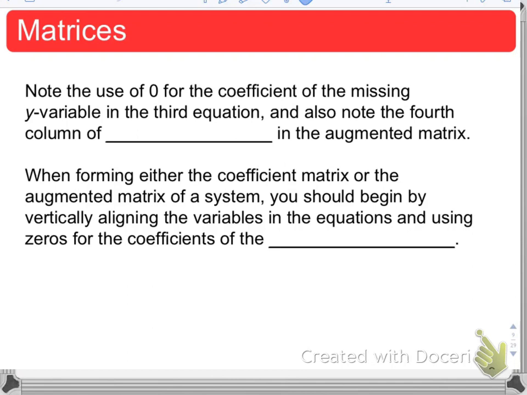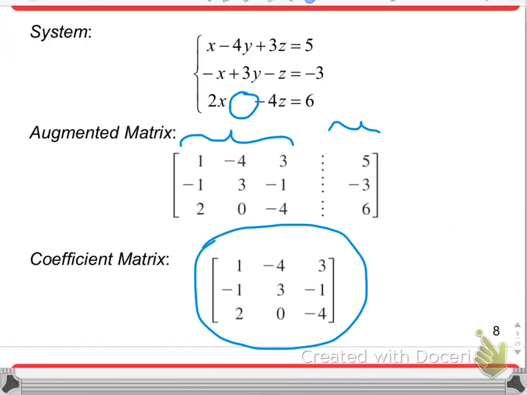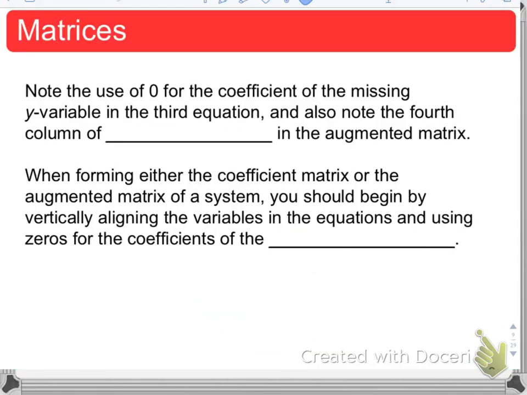Also note that we use zeros for the coefficients of the missing variables. In this third equation there was no y, so we use 0. And also note the fourth column of constant terms in the augmented matrix. When you're forming either the coefficient matrix or the augmented matrix of a system, you should begin by vertically aligning the variables in the equations and using zeros for the coefficients of the missing variables.